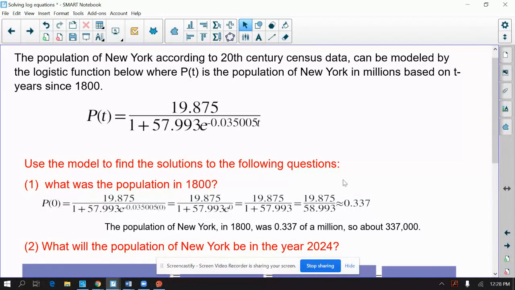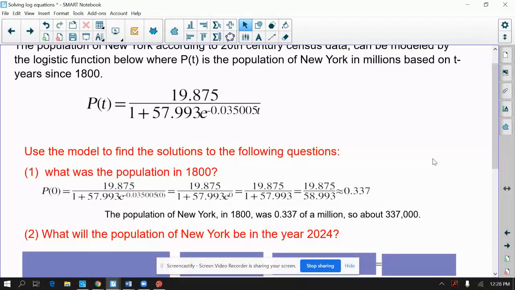As a rule of thumb, if you are given words, in other words, a word problem, your answer must be in words. So you use math, you show your math. This is our mathematical solution, but we have to explain that in the context of the problem. So here's the context. In 1800, according to this model, there were 337,000 people.